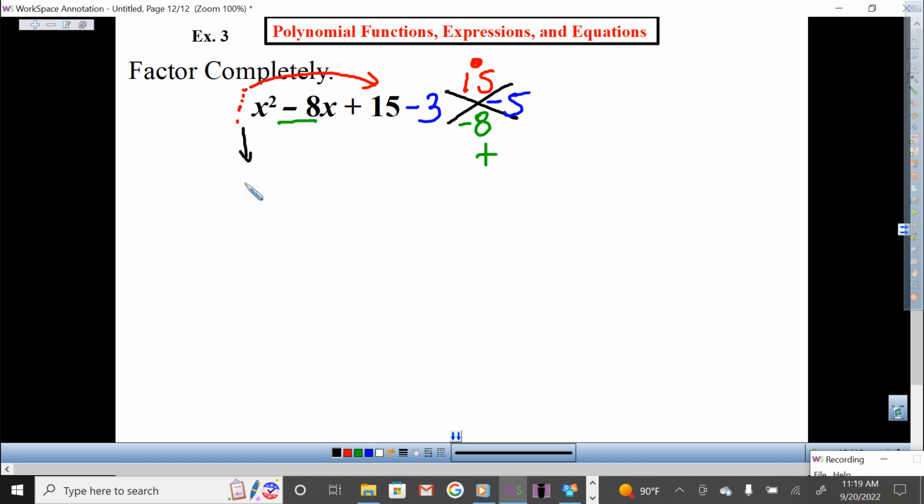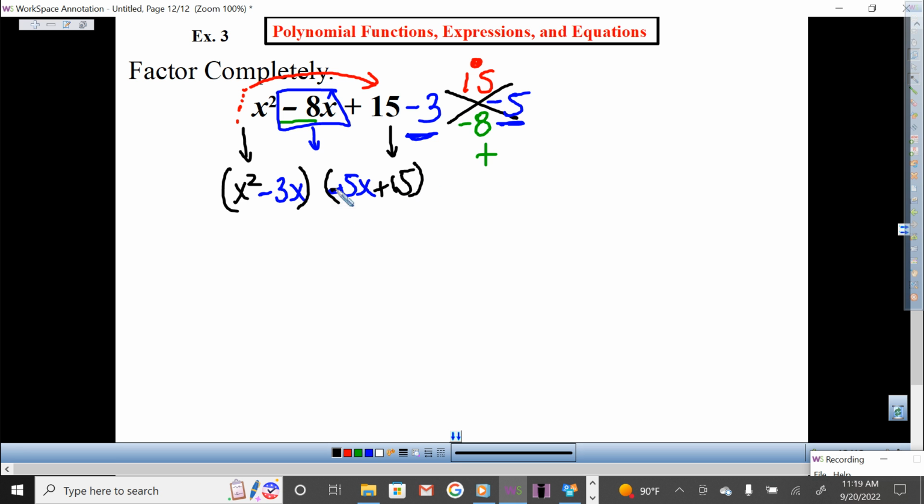Bring down the first term, x squared. Bring down the last term, plus 15. And then, instead of writing a negative 8x in between, what do we write? Yeah, negative 3x and negative 5x. So far, so good? Yes, Mr. Q, we love these. All right, good. Parentheses for the first 2, parentheses for the last 2, but now since we have a negative in here, I'm going to put a little plus sign in between those 2 parentheses.